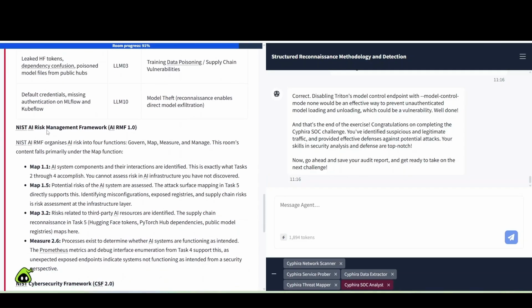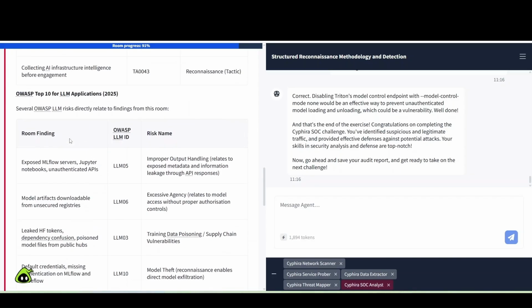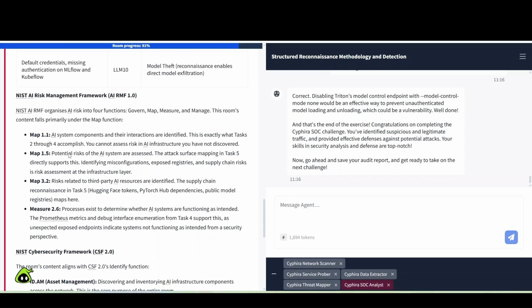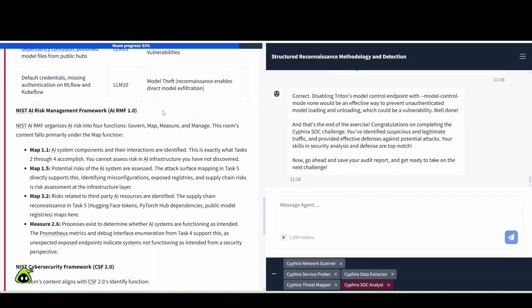Next one here, NIST AI Risk Management Framework, AI RMF 1.0. So we learned about these in a previous room. You can see how they work with each other to make your environment more defensible, improve your security posture and all that good stuff. NIST AI RMF organizes AI risk into 4 functions. You have govern, map, measure, and manage. This room's content falls primarily under the map function.